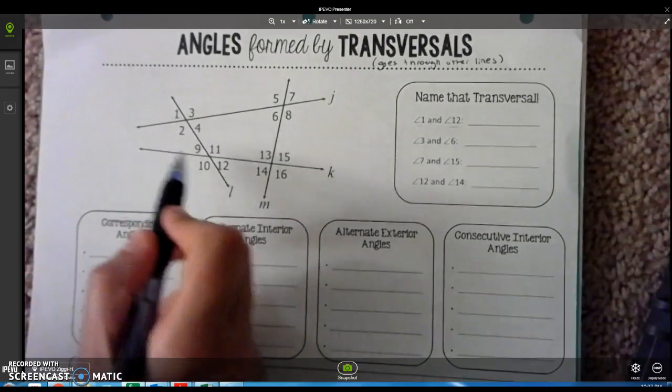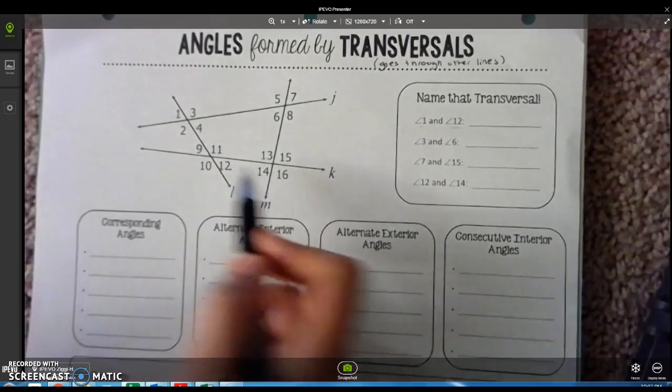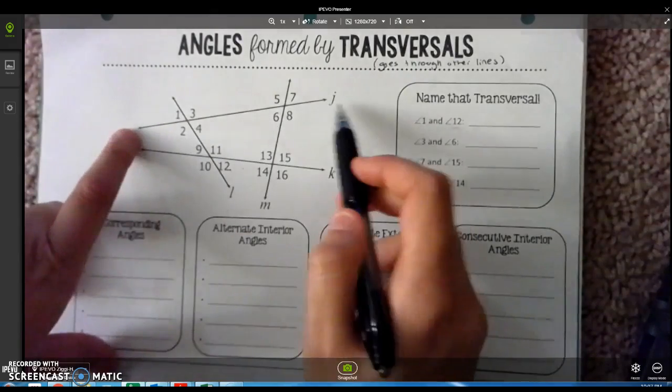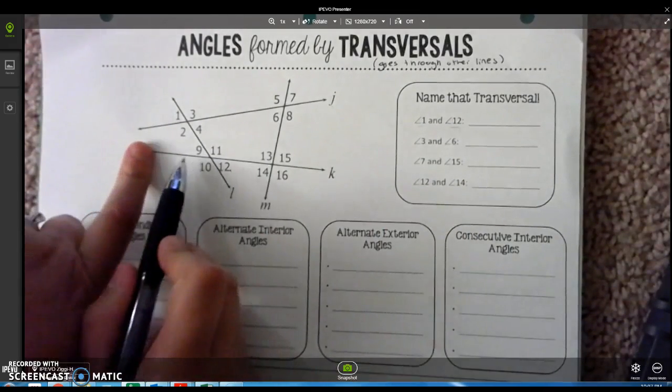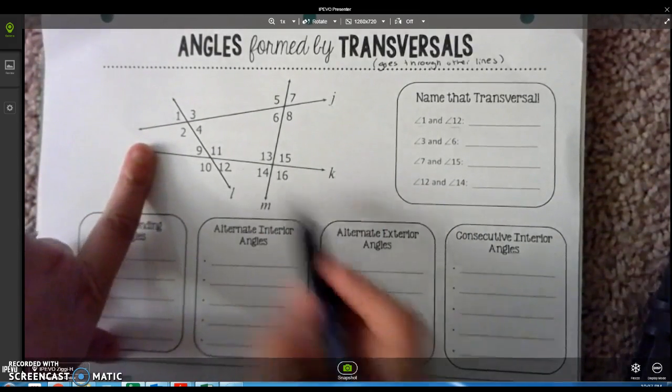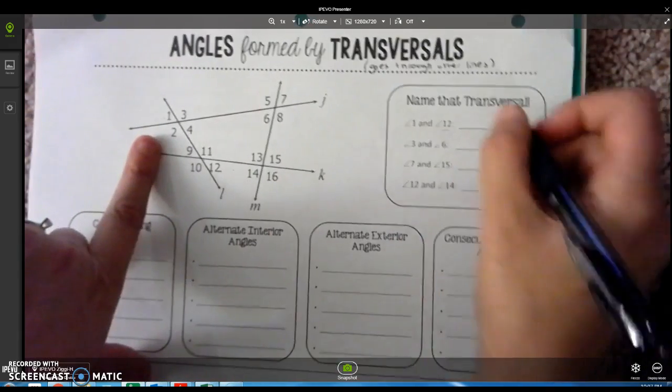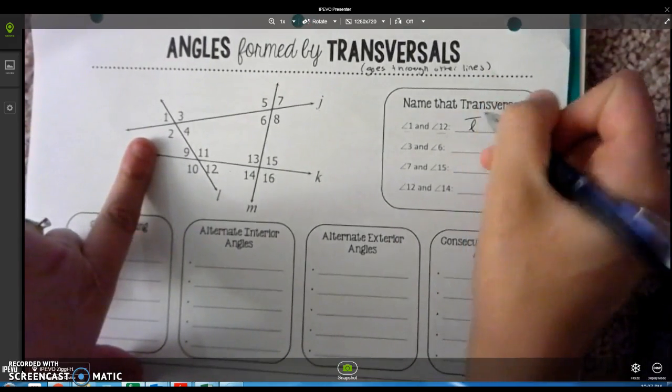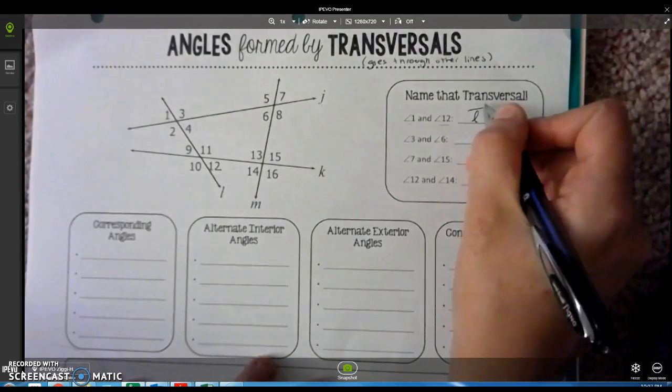Angle 1's right there, angle 12 is right here. Angle 1 would be on the line J. Angle 12 would be on the line K, but the only line that they're both on is line L. So that transversal line there would be line L.